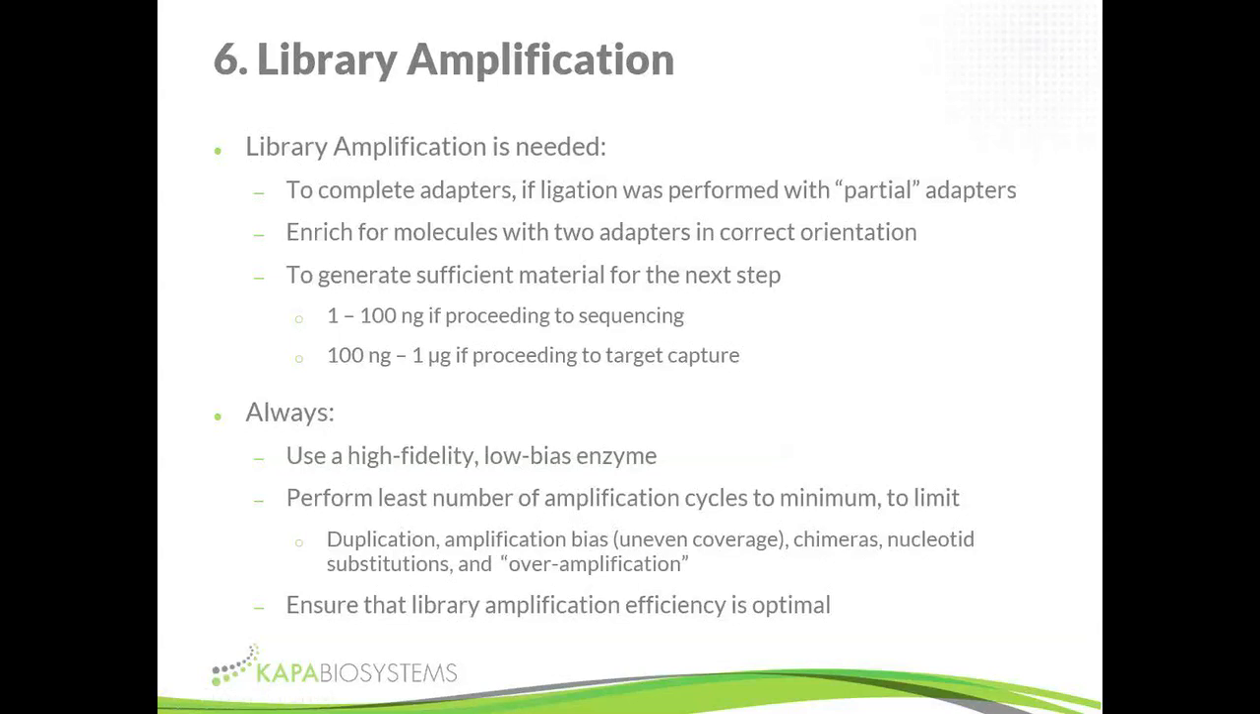PCR also can make chimeric molecules, so these are molecules that start with one end of one library fragment and end with the back end of another fragment. You can get this in populations of molecules that are very similar, and remember, you have multiple fragments covering the same piece of sequence. During PCR, the enzyme doesn't bind and make the DNA right to the end.